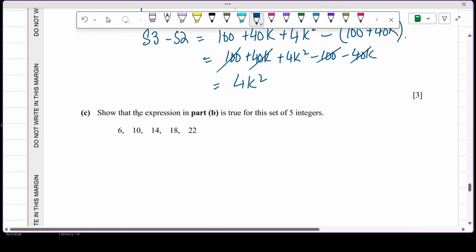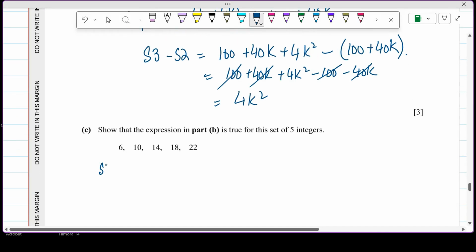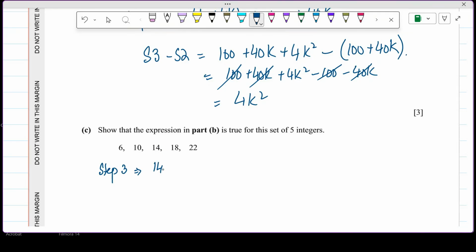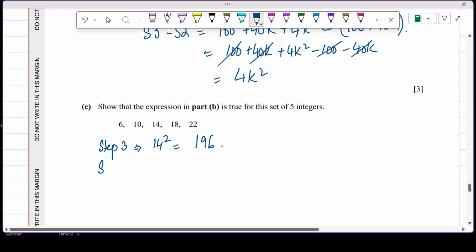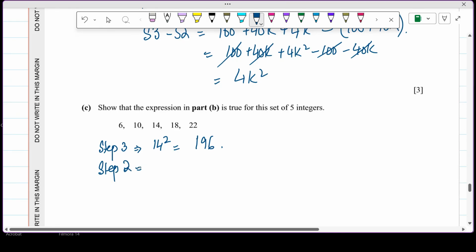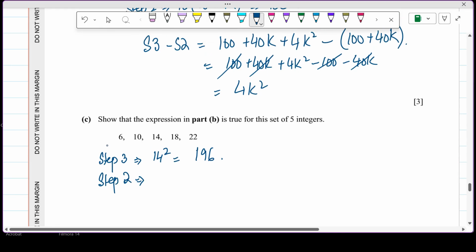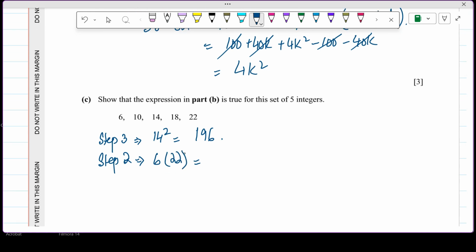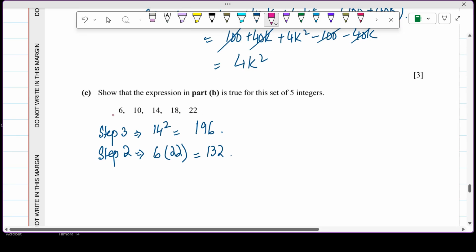Okay. Show that the expression in part B is true for this set of the 5 integers. First apply step 3, which is the square of the middle term. It means 14 square, and 14 square is equal to 196. Similarly, step 2 is equal to the multiplication of the first and last term, and in this case it is 6 times 22, which is equal to 132. Now, in the given set of numbers, the difference is 4.